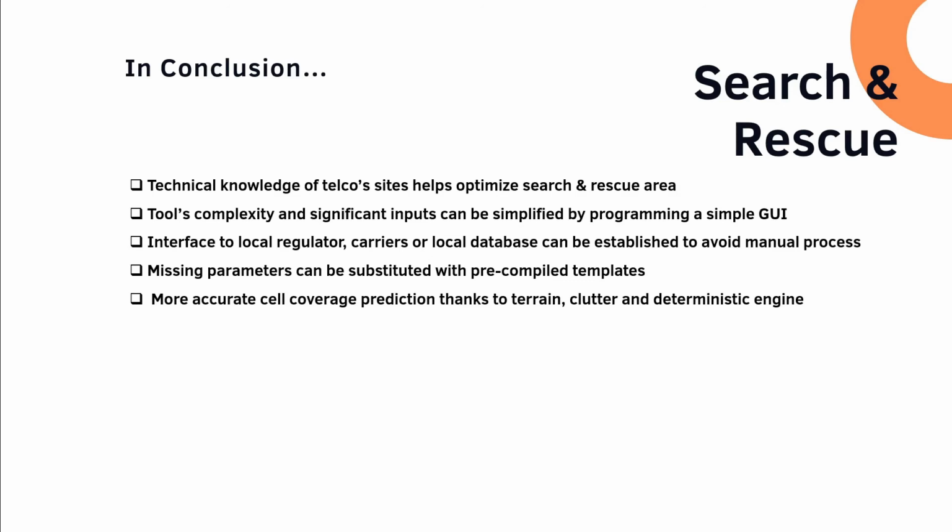So overall, this achieves more accurate cell coverage predictions, thanks to the usage of the terrain, the clutter, and the propagation engine. It's all helping to further enhance or reduce the search area.